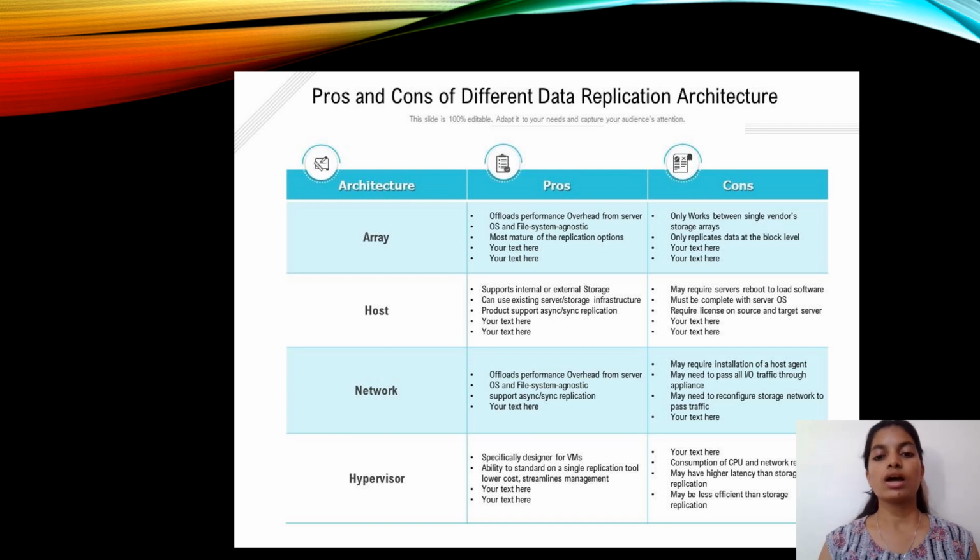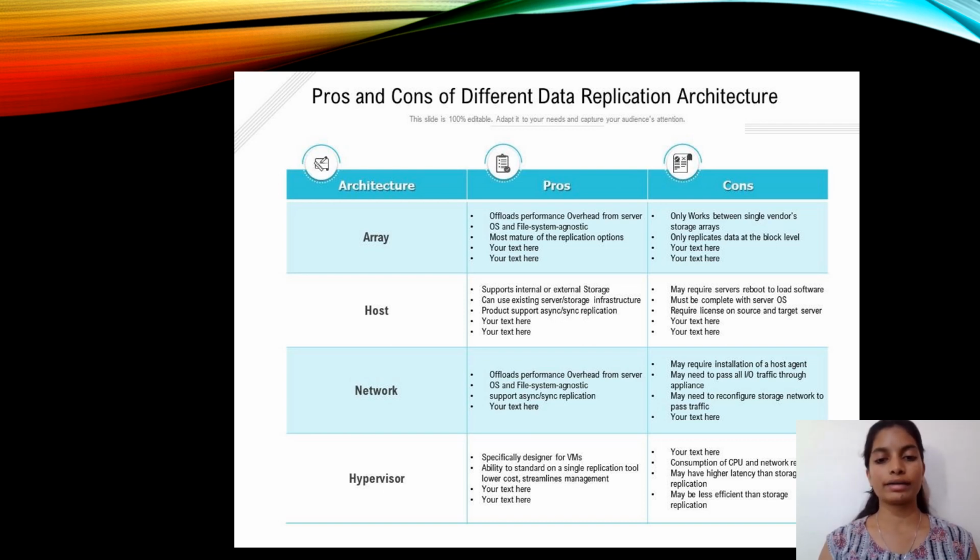In the host, it is supported for internal and external storage. That is an advantage. You can access the server or the storage infrastructure. Products support asynchronous or synchronous replication. The disadvantages are that a license is required on the source and target server, and it must be compatible with the server OS.